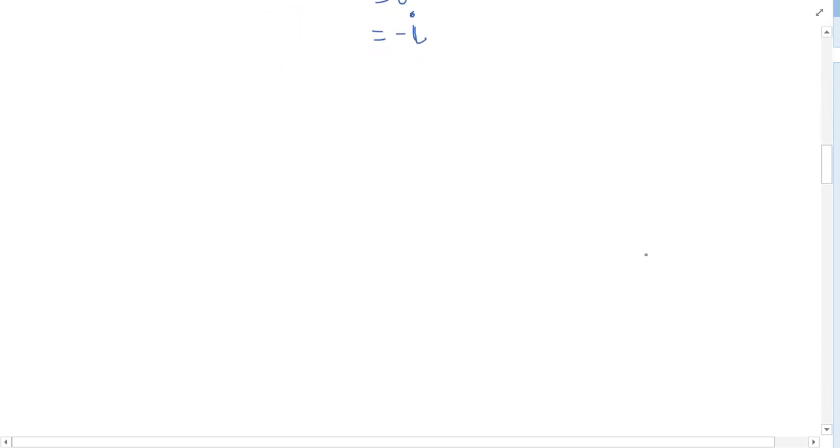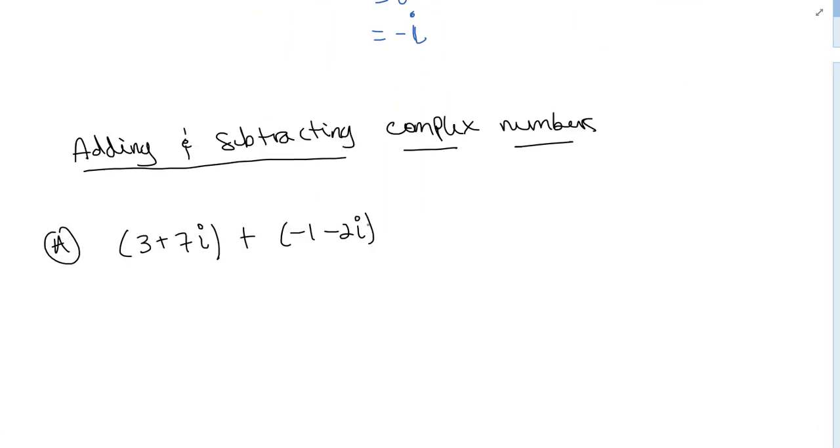So now how do we do operations with these? Adding and subtracting complex numbers. Say I have these 2 complex numbers that I want to add: 3 plus 7i, that's 1 complex number, plus negative 1 minus 2i, which is another complex number. You might be thinking, well, we don't need the parentheses. You're right, we don't need them, but the parentheses are there to indicate that 3 plus 7i is one complex number, and negative 1 minus 2i is a different complex number.